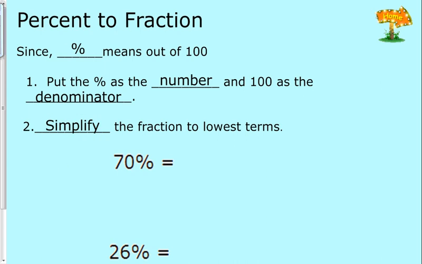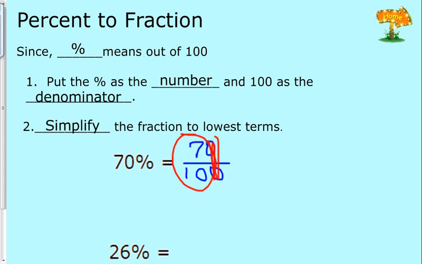So if we're looking at this problem, it's 70%. That means out of 100, so we'll have 70 out of 100. Now step 2 says to simplify. That means put it in lowest terms. Well, we kind of lucked out here because these both end in zeros. Since they both end in zeros, we can scratch them out. And then I have 7/10. There's nothing else that can go into 7 that can also make 10. So my answer is just going to be 7/10.